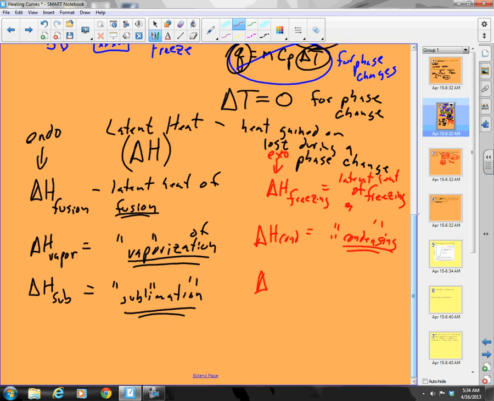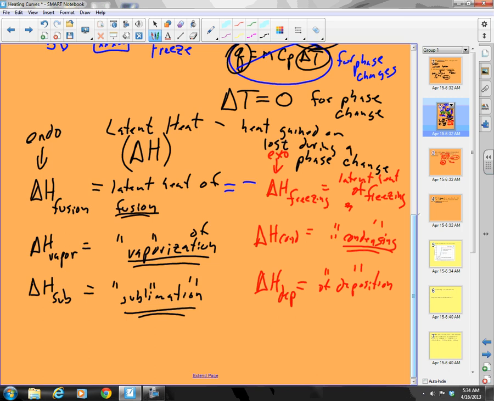And then delta H deposition is equal to the latent heat of deposition. And that is the amount of heat which is released when something deposits, when something goes from gas to a solid. And there's a relationship between all of these. And here's what it is. The heat of fusion is equal to negative heat of freezing.